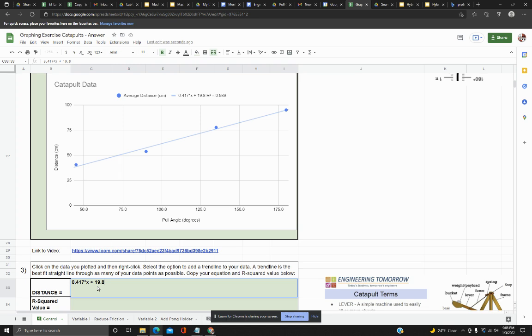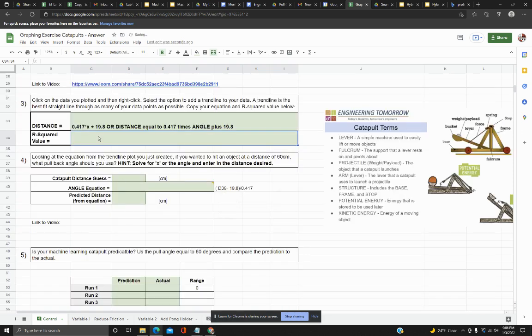What this means is, I'll just place distance is equal to, I can type 0.417 times the angle, that pull angle, plus what? 19.8. That's what that means. And that our R squared value we received was about 0.989, okay? So good. So type those in.